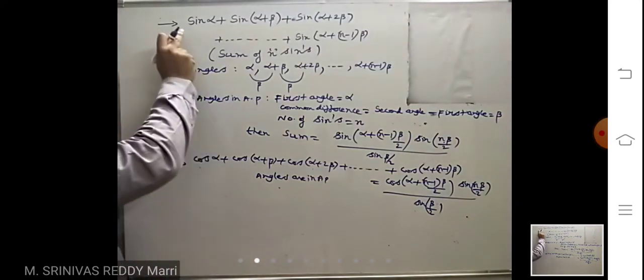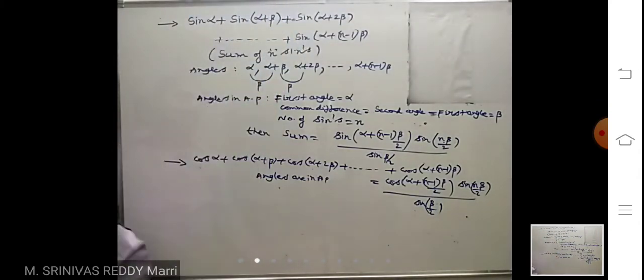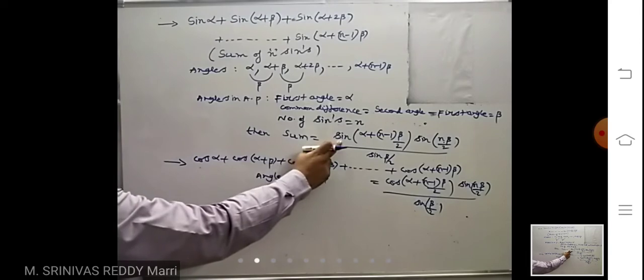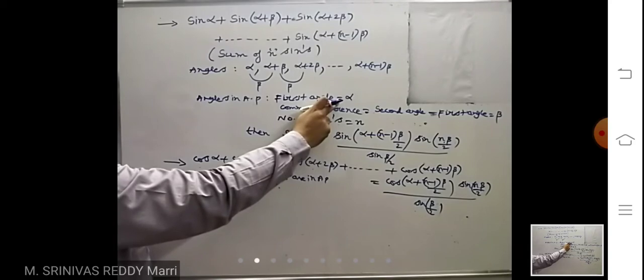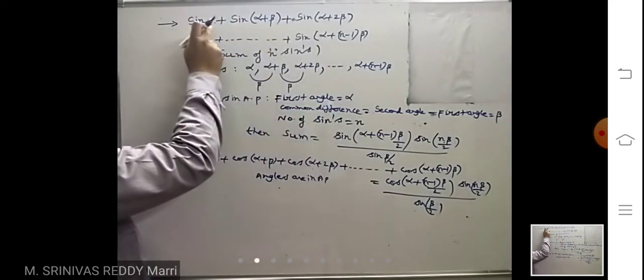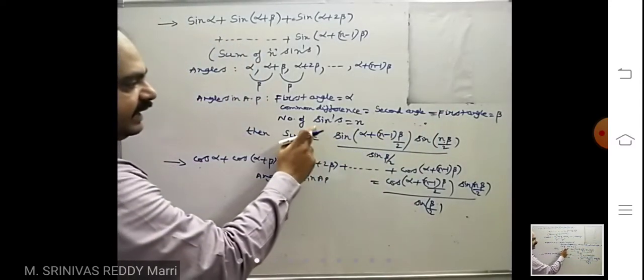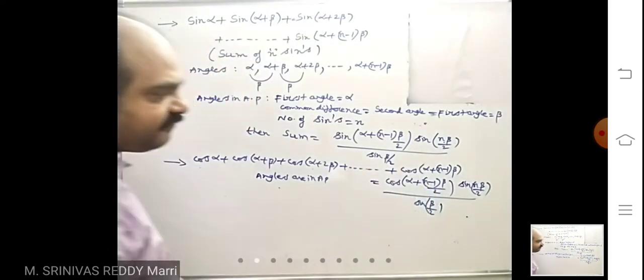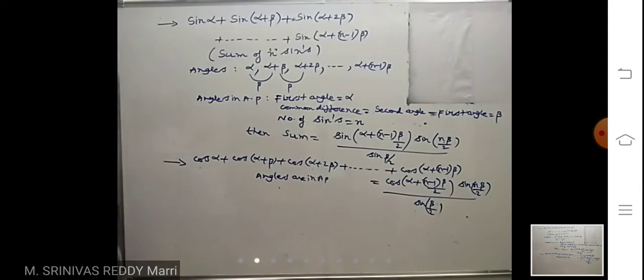Now how to use it: if sines are given, and the angles, if you observe, are in AP, then you have to use this rule. For that you need to calculate alpha, the first angle, and beta, which is the second angle minus the first angle. N is the number of sines or number of cosines. If 4 cosines are there, take n equal to 4. Suppose we take an example of how to use these rules.